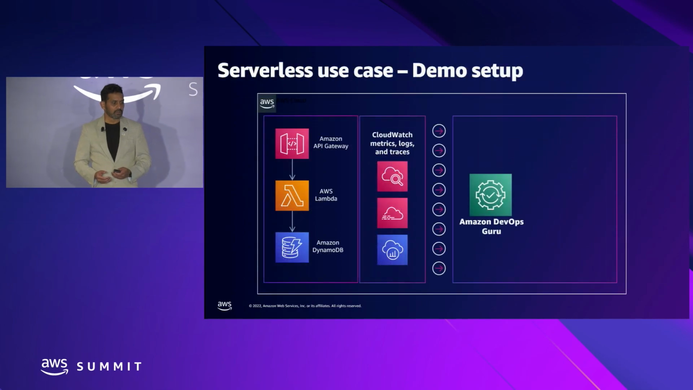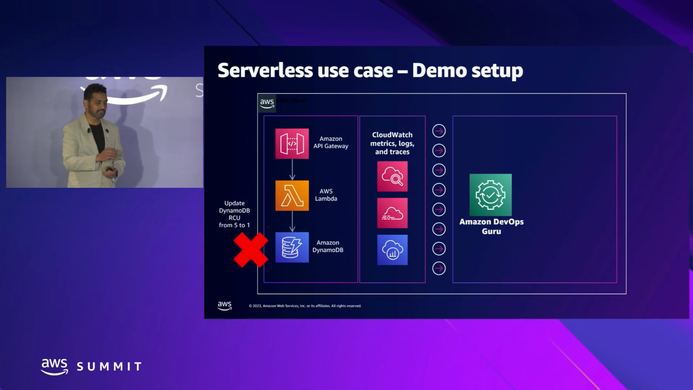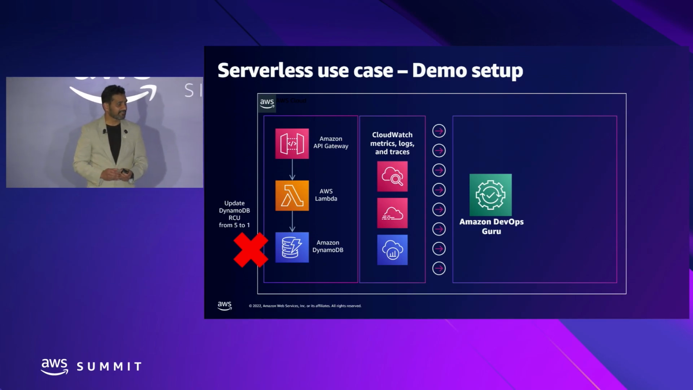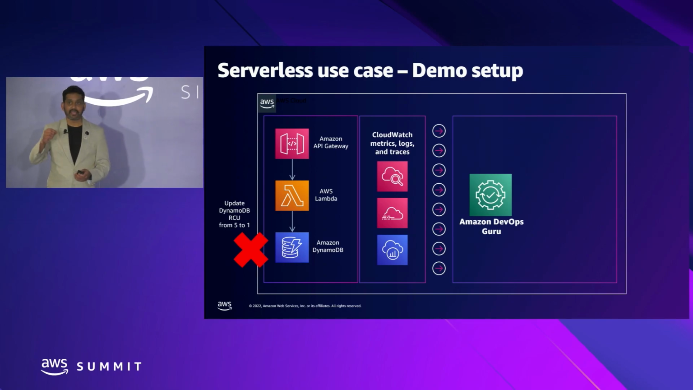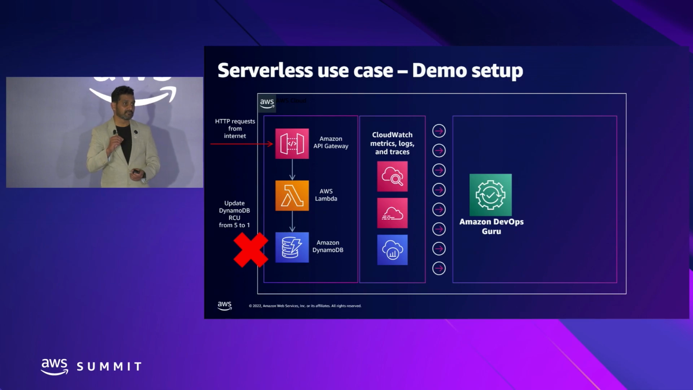Now I have set up a small demo to explain the power of DevOps Guru. I have simulated an operational event by following a few simple steps. First, I reduced the read capacity of DynamoDB from 5 to 1. Basically, I just narrowed the bandwidth, so it doesn't have the capacity. And I updated the CloudFormation stack and deployed it. Once the CloudFormation stack update was completed, I started injecting a high amount of HTTP traffic targeting the API Gateway.